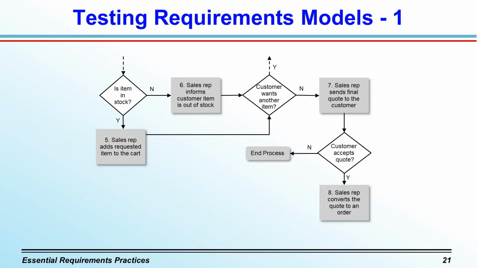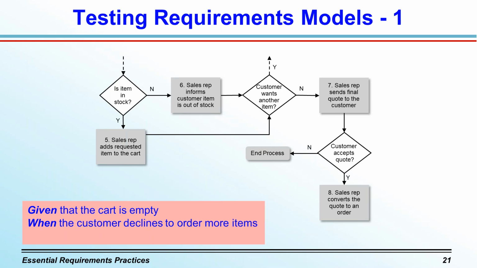So here's an example. This is a portion of a process flow diagram for a website that lets sales representatives enter orders for a customer who's on the phone. In one scenario, the customer's requested items are all out of stock. So we're asking here if the item's in stock. And no, all right, sorry. Do you want something else? And you cycle around this way until they say they're done. Well, what if they never have anything that's in stock? Okay, well, among many others, the tester has written this test. Given that the cart is empty, because everything was out of stock, when the customer declines to order more items, then the process should terminate.